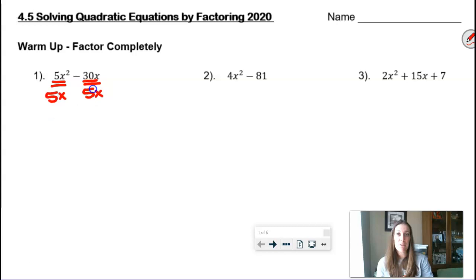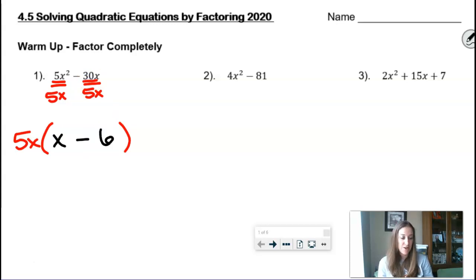So factoring out the common term looks a whole lot like dividing. So if we were going to then take a 5x and divide into each term, what do we have left here? We still have an x. We're going to undistribute, right? We called that undistributing before. And then a minus 6. That's all we're doing in this warm-up. We're just factoring them.